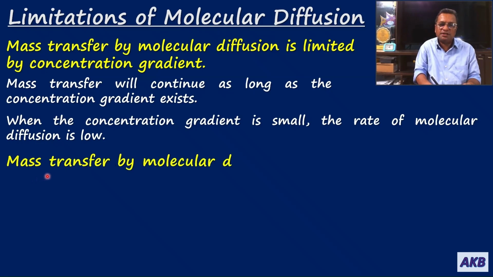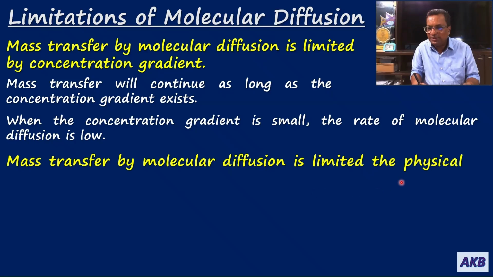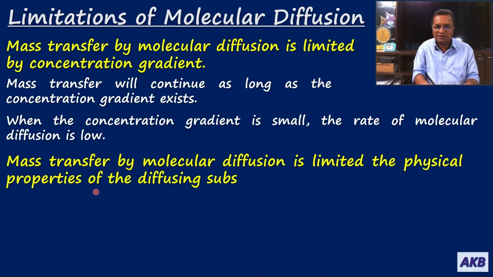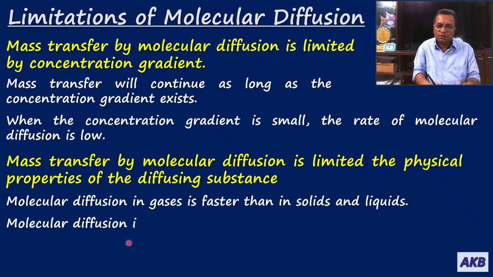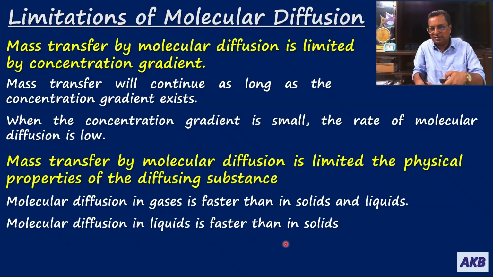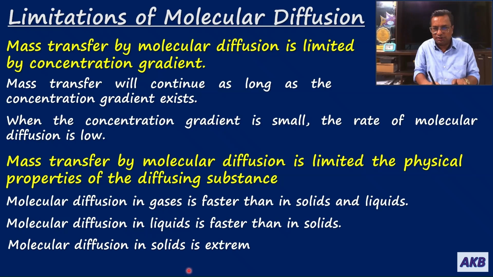Then the other limitation is that mass transfer by molecular diffusion is limited by physical properties of the diffusing substance. Which are these physical properties? Molecular diffusion in gases is faster than in solids and liquids. Further, molecular diffusion in liquids is faster than that in solids. And molecular diffusion in solids is extremely slow. So mass transfer by molecular diffusion is also limited by the physical properties of the diffusing substance.